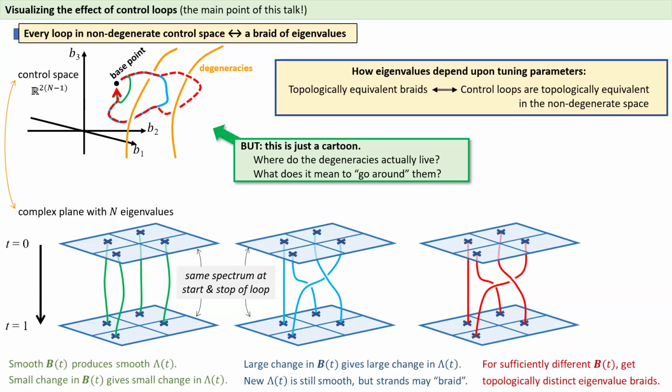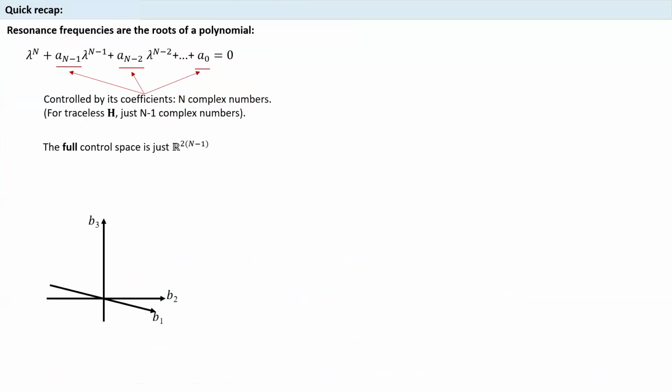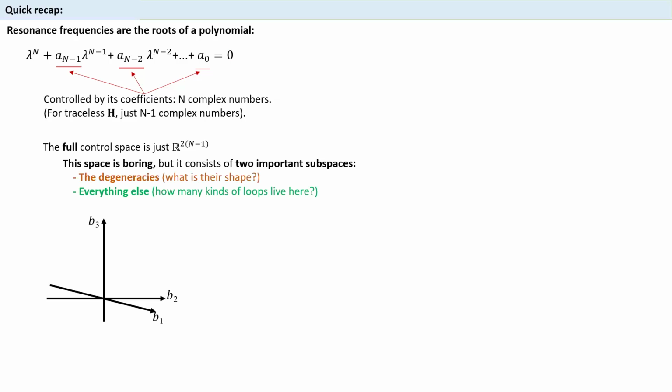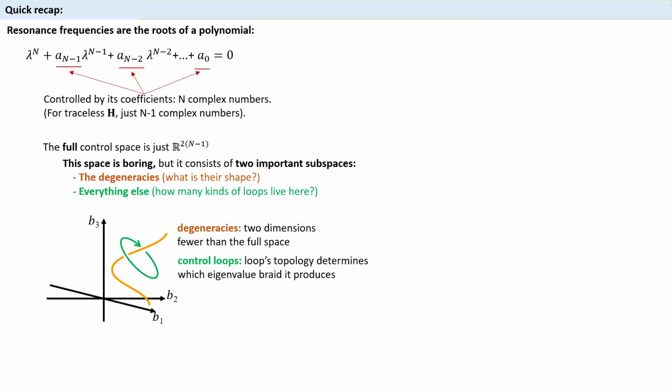But this is just a cartoon, and it would be nice to have a real picture. So in order to set the stage for a real picture, here's the space of all polynomial coefficients. It's just boring old Euclidean space. We know that the degeneracies occupy 2 dimensions less. They have codimension 2. But we don't know what kind of shape they make. I just drew whatever line PowerPoint gave me. But I know it's going to be 2 dimensions less than the full space. And I'm interested in loops that wrap around those degeneracies. Those are going to give me different kinds of braids.